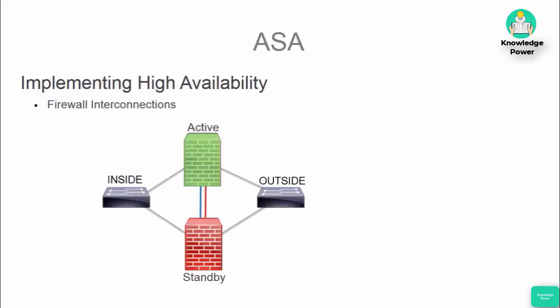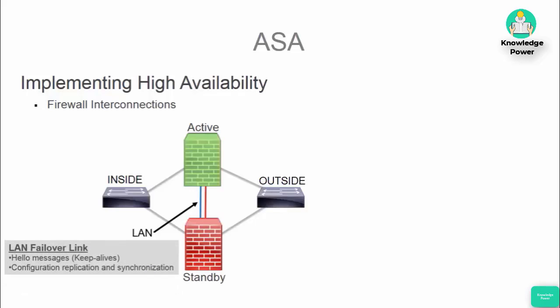Each firewall must have the same zone interface connections. This is required so that if a firewall were to fail, it still has the same physical connectivity as the active firewall. In addition to our zone interfaces, firewalls must have what's called a LAN failover interface.